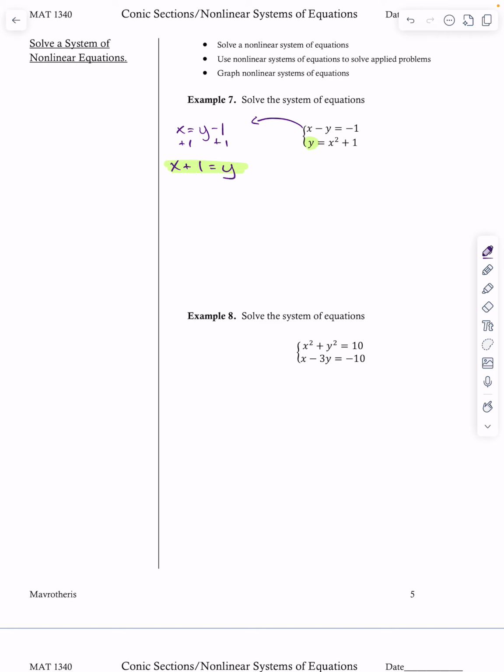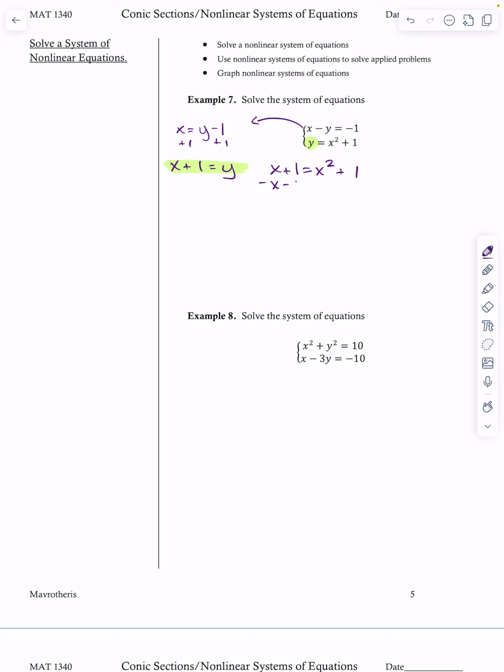So if y equals x plus 1 in the first equation, it has got to equal x plus 1 in the second. Holy moly, x squared plus 1. So I get x plus 1 equals x squared plus 1.